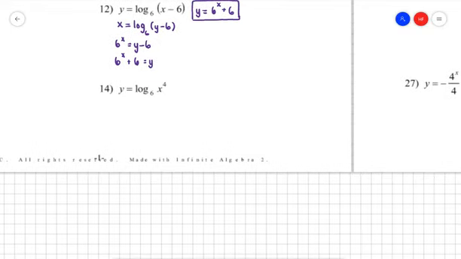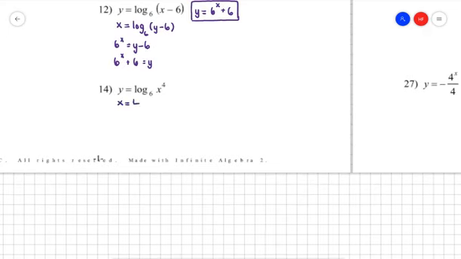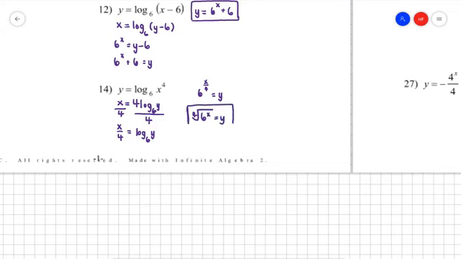Now number 14, we have a power in there, so we're going to bring it down as a coefficient. And we'll divide it out. And now we can convert, so we get 6 to the power of x over 4 is equal to y. And remember it's power over index, so we have a 4th root of 6 to the power of x as my function.